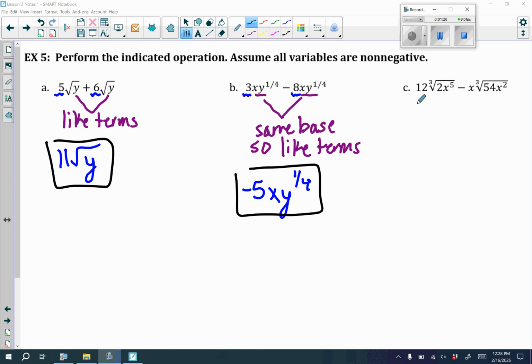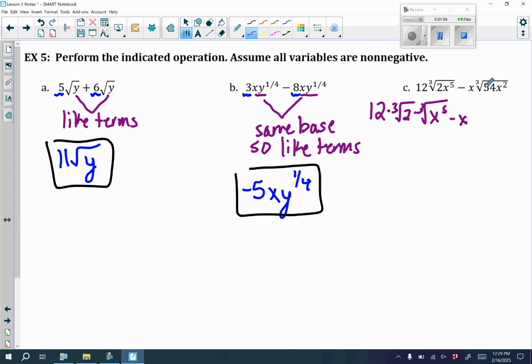Okay, let's look at C here. We have 12 times the cube root of 2x to the 5th minus x times the cube root of 54x squared. They both have cube roots, but notice what's underneath the cube roots is not exactly the same. So we are going to simplify if we can here. There's a 12 out in front, and I will keep that. Remember, when we are simplifying, when it's a number or when there's multiple bases, we are going to separate this. So I have the cube root of 2 times the cube root of x to the 5th.